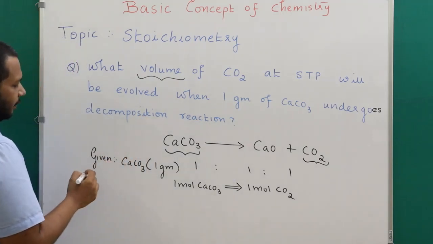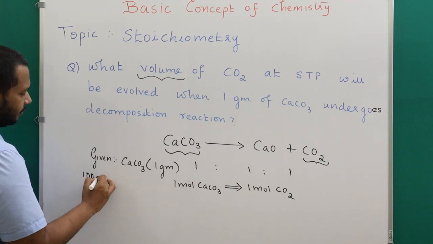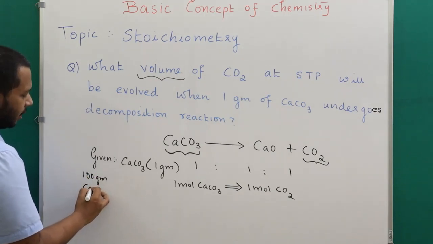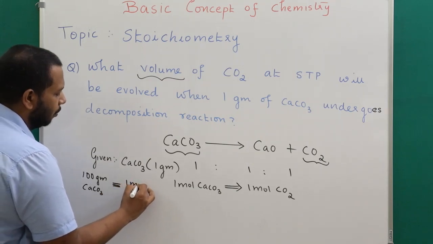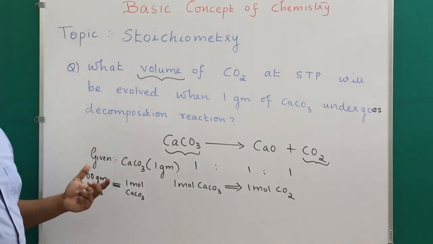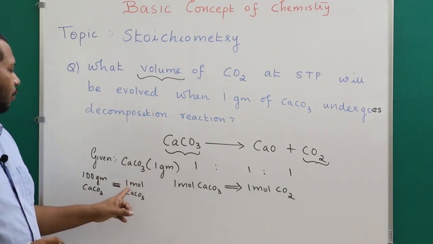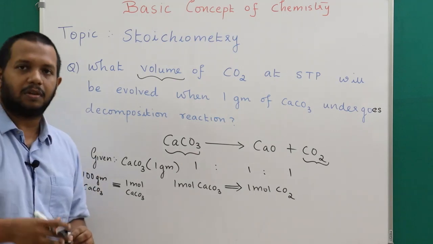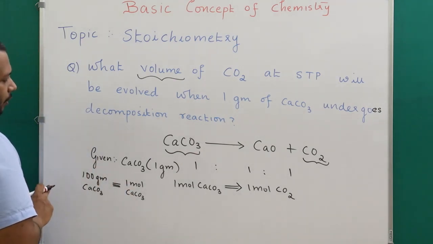How will I do that? I know my fundamental step: 100 gram is the molecular mass of calcium carbonate. 100 gram of calcium carbonate is equivalent to 1 mole of calcium carbonate. Please look back at my mole concept in terms of molecules. There I am telling 1 mole of any molecule is equal to molecular mass in grams. Please go back there. So 100 gram of calcium carbonate is 1 mole of calcium carbonate.